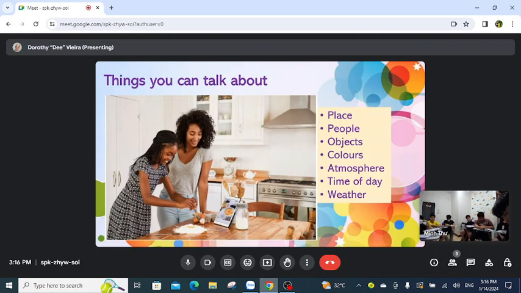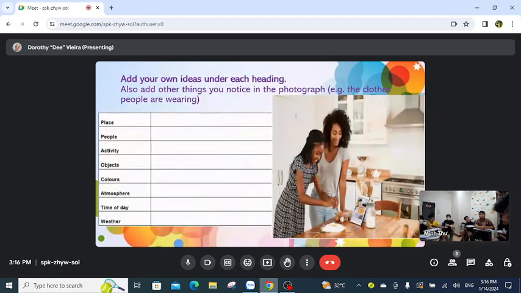Now I want you to use this photograph. I want you to make your own notes. So make your notes in your notebook. Add your own ideas under each heading. You add other things that you notice in the photograph. Example, what the people are wearing in the photo.